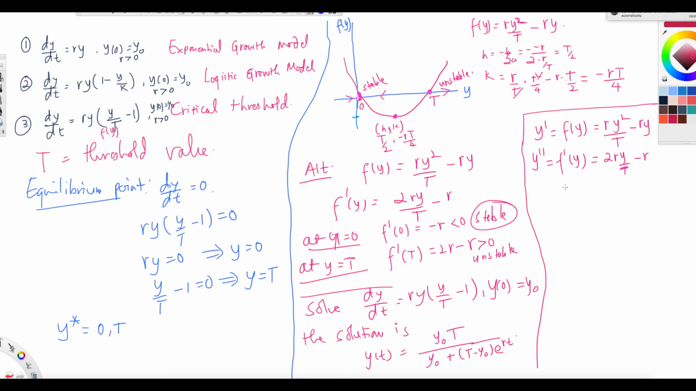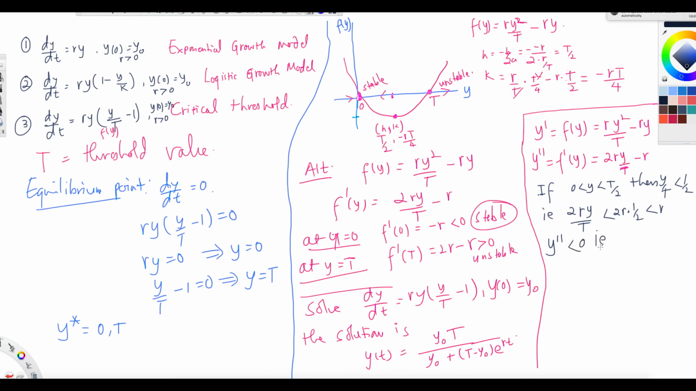Okay, now look at this. What will happen if the value of y is between 0 and T over 2? Let us write down that if 0 is less than y is less than T over 2, then what happens? What will y over T be? Y over T will be less than 1/2, right? If you divide both sides by T, you get y over T less than 1/2. In that case, 2ry over T is less than 2r times 1/2, which gives you less than r. So y double prime will be less than r minus r, which is less than 0.